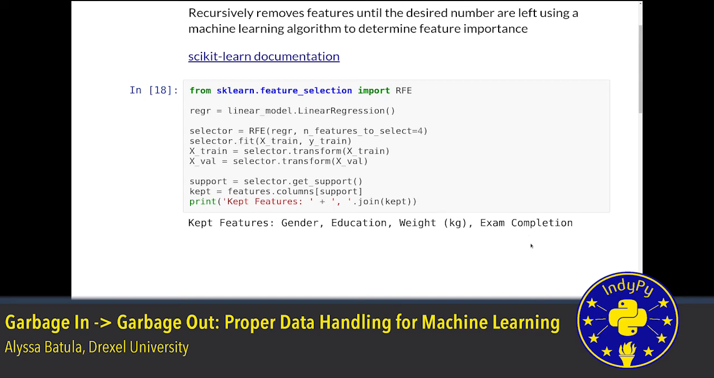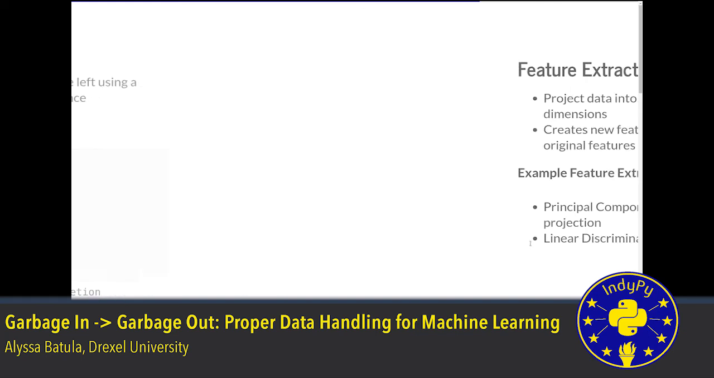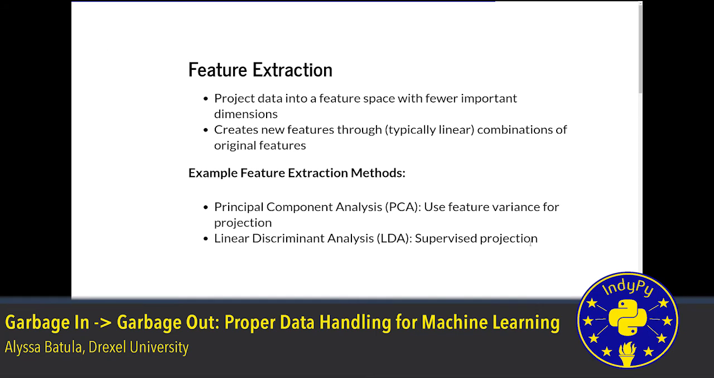The other is feature extraction. So instead of selecting pre-existing features, you are trying to project your features into a different space. So it's essentially a linear combination of your features, and trying to combine them in a way that you can get across the same information in a fewer number of features. Some examples, there's principal component analysis and linear discriminant analysis. Are there any questions about picking your features before I move on?